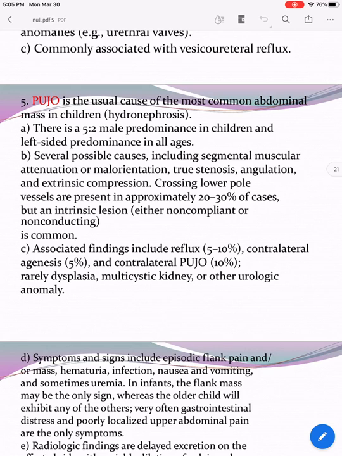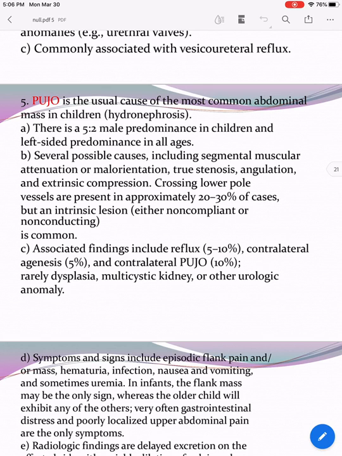One of the important topics in urology, in fact, is pelviureteric junction obstruction. It is the commonest cause of abdominal mass in children. I mean a soft mass, a hydronephrosis, which is the commonest soft mass. The commonest hard mass during childhood is the Wilms tumor. And what is the commonest mass during the neonatal period? It is the neuroblastoma.